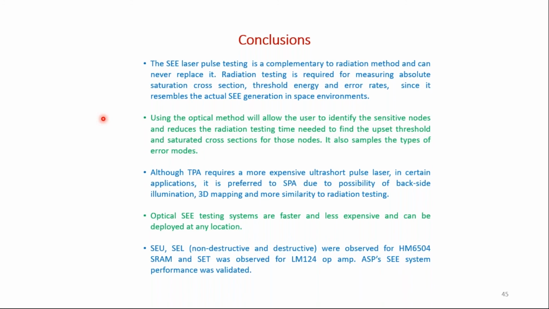We compared TPA with the SPA and we said what are the pros and cons of each. TPA is of course a more expensive system than SPA. 3D mapping is possible with TPA, and you can also do backside illumination and injection at a particular depth. Optical SEE systems are faster, less expensive, and can be deployed at any location. And we also saw some effects, SEU, SEL in the HM6504 SRAM and SET in the LM124 op-amp. And therefore the ASP's SEE system performance was validated.